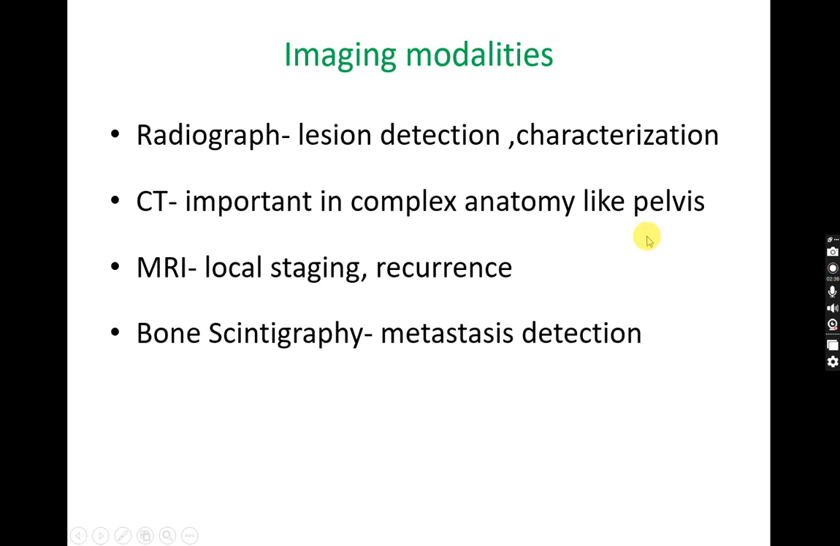Okay, then what are the imaging modalities available? We have radiograph for lesion detection and characterization. CT is used for complex anatomies like the pelvis and skull, and MRI is used for staging, to see which parts are involved, adjacent to which muscles, nerves, or whether the joint is involved or not. Then bone scintigraphy is used for metastasis detection.